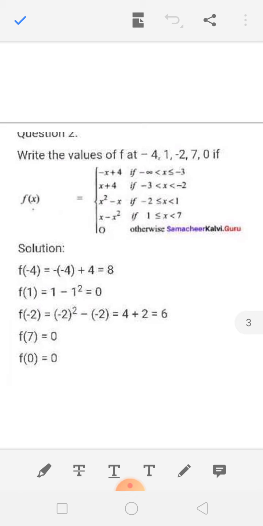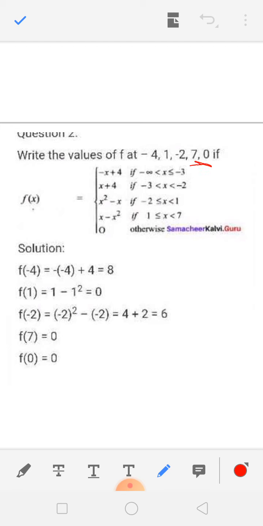Same here, 7. So at the point 7, here 7. Is there any less than or equal to 7? No. The highest term is less than 7 only. Less than 7 means up to 6 only. We can't include the 7. So there are no 7 values, which means we have to take this otherwise function. They have given that up to 7 value only, which means 6 values only we have to include. So otherwise we have to use this function.